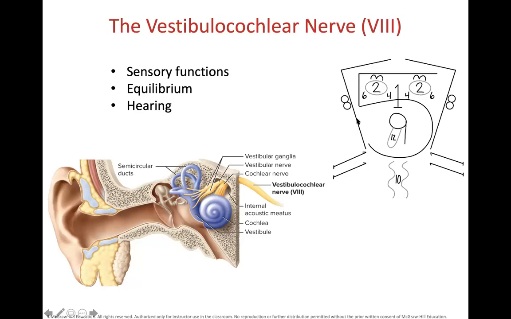So the ear, like I've talked about before, obviously allows you to hear things, but it also plays a huge part in your balance and your equilibrium. If your pressure's off in your inner ear, you might easily get off balance. So the vestibulocochlear nerve affects that.